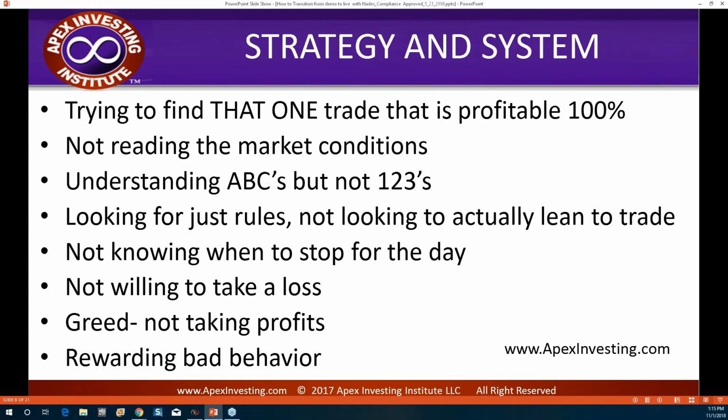You gave it all away, right? Just like when you're up, I'm going to keep going, I'm great, man, you give it back. You have to have a system, all right? And you have to be willing to take a loss.